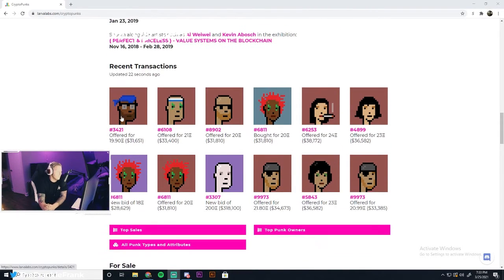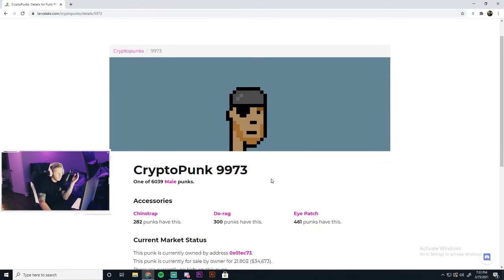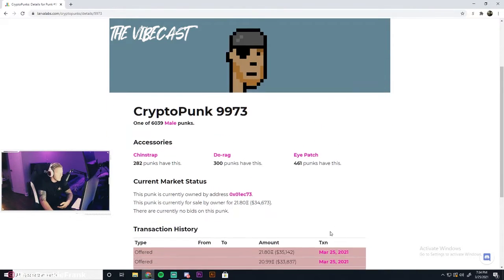So this is a CryptoPunk, right? You can see right here, there's 10,000 of these CryptoPunks, correct? And they're these pixelated characters. That's literally all they are. You're literally buying these characters. Yes, they don't look like anything, and this is CryptoPunk 9,973. There's accessories attached to them. This one has a chin strap, as you can see. It has a do-rag, and it has an eye patch. And it'll tell you how many punks have all these things, and so on.